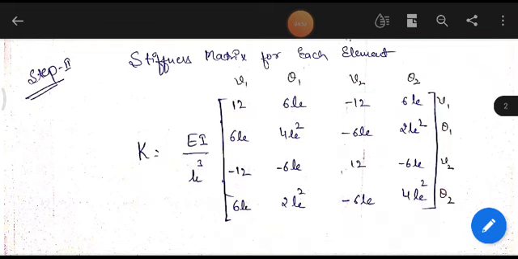Right? This is how you need to remember. Anyway, to solve the problems on the beam, you need to remember this stiffness matrix. So these are the elements.